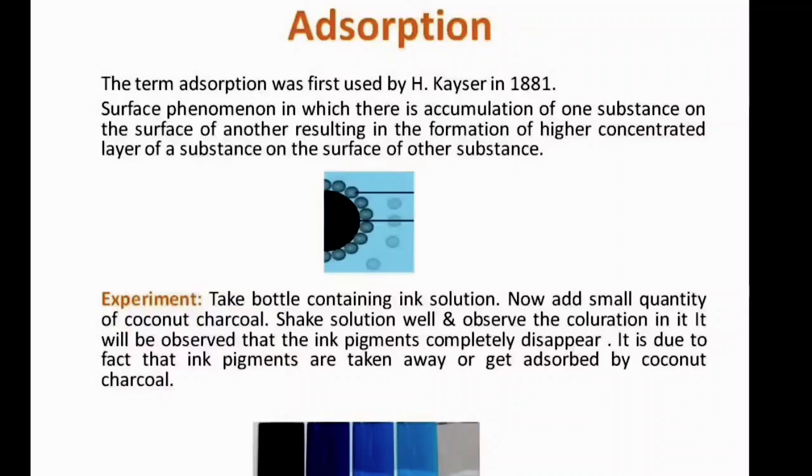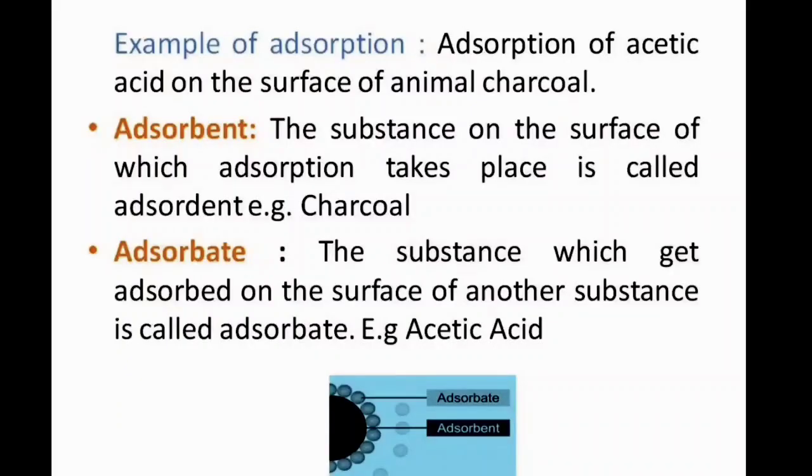Now, this is an experiment. In this experiment, take a bottle containing ink solution and add a small amount of coconut charcoal. So see here, it will appear like this. After some time, the color in the bottle becomes fainter and fainter, and after some time, it disappears. That is due to the fact that ink pigments are taken away, or adsorbed, by coconut charcoal. Example of adsorption: adsorption of acetic acid on the surface of animal charcoal.